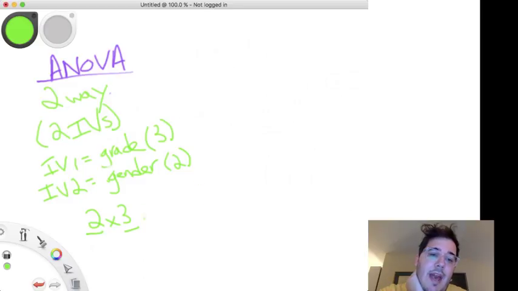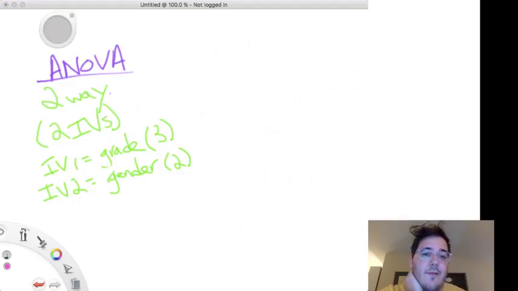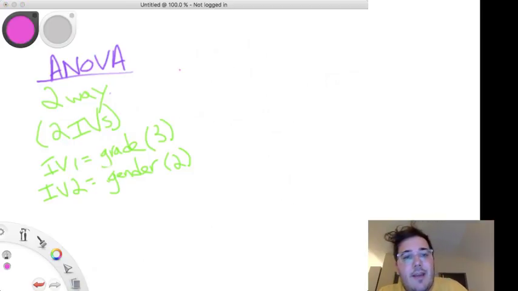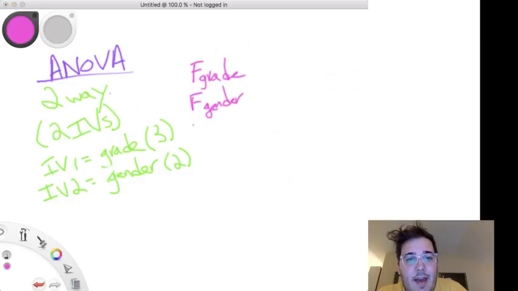Now, how many F tests do you have to do with a two-way ANOVA? The answer is 3, because you have to do a main effect test for each IV, then the interaction. So I have an F for grade, I have an F for gender, and I have an F for grade by gender interaction. So 3 Fs.